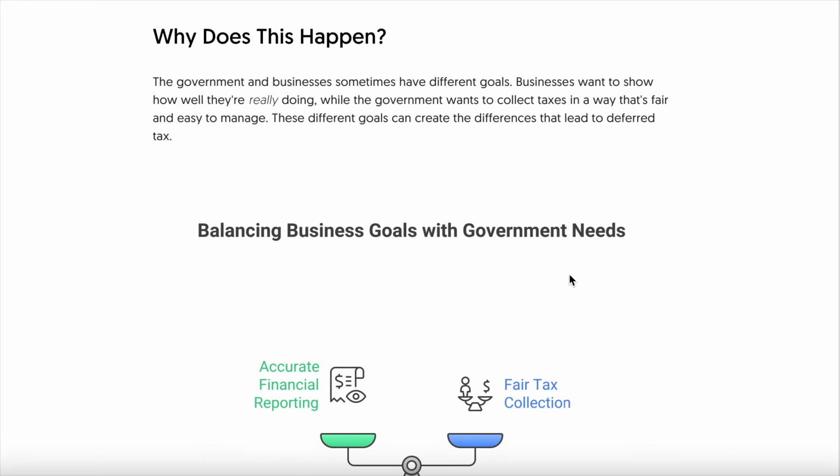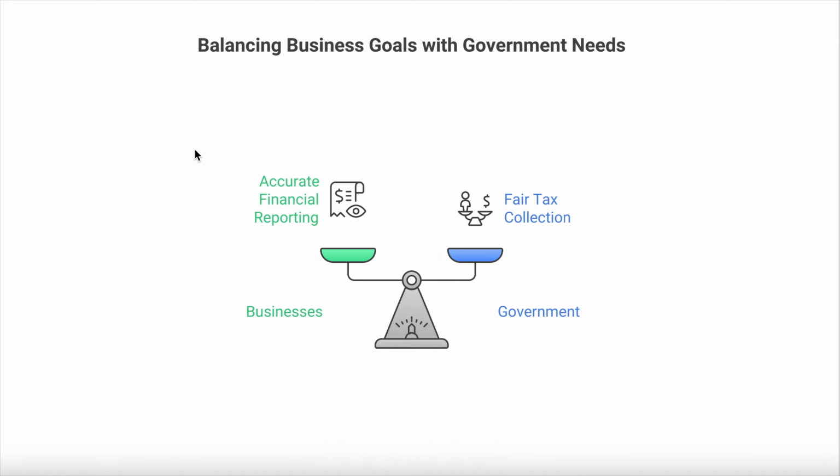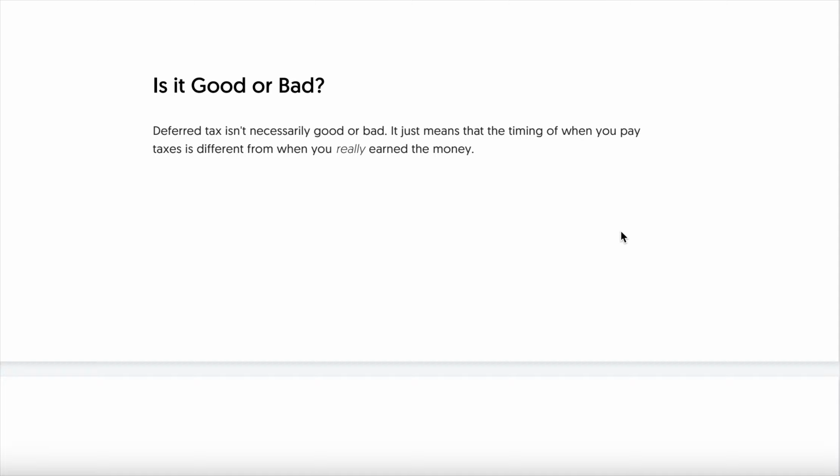Because the government and businesses sometimes have different goals. Businesses want to show how well they are really doing, while the government wants to collect taxes in a way that's fair and easy to manage. These different goals can create differences that lead to deferred tax. So as you can see, what is the goal of a business? To prepare accurate financial reporting, and the government, fair tax collection. So these are the basic differences between these two.